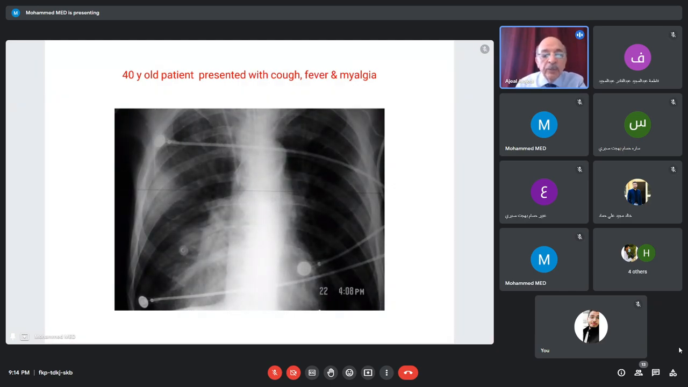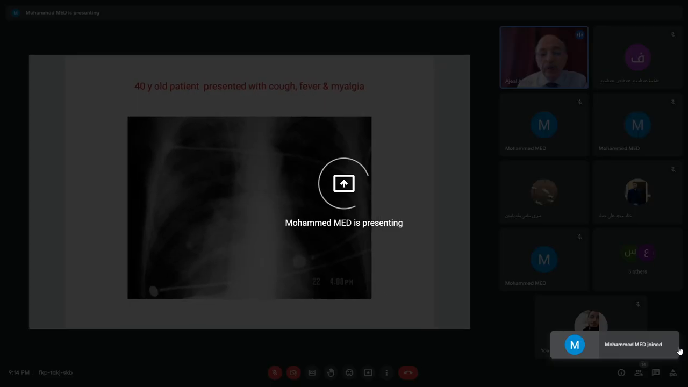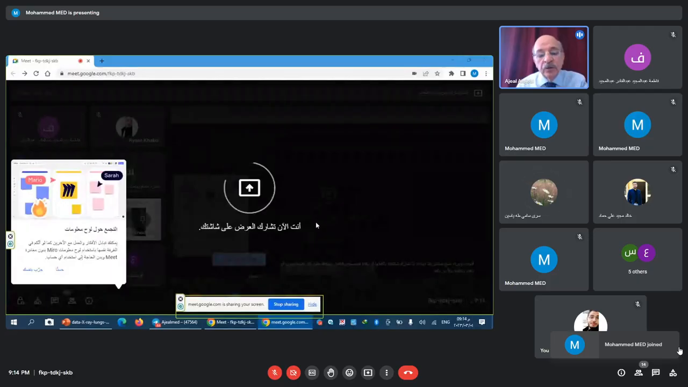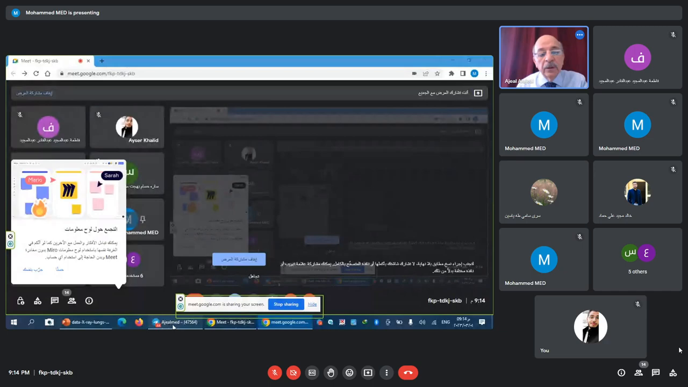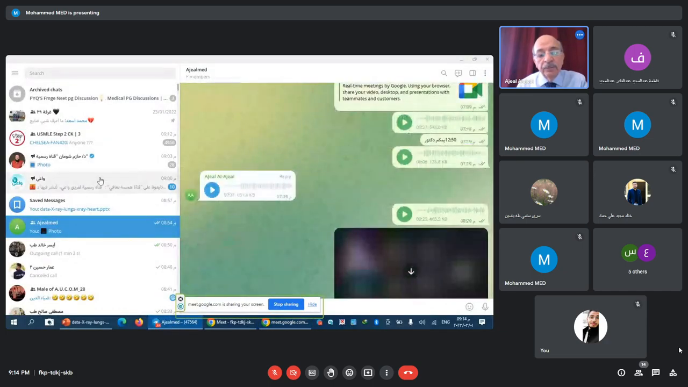young patient. Okay, if you look here, I'm sorry that the pointer is not there, but on the left-hand side of the film, there is an infiltrative shadow about the middle of the field on the left-hand side. This is pneumonia. This is very typical of mycoplasma pneumonia. Okay, because of the myalgia, which is very suggestive. Okay. Go to next slide, please.